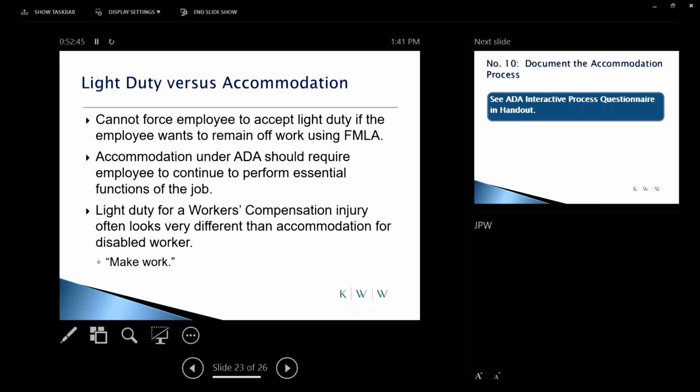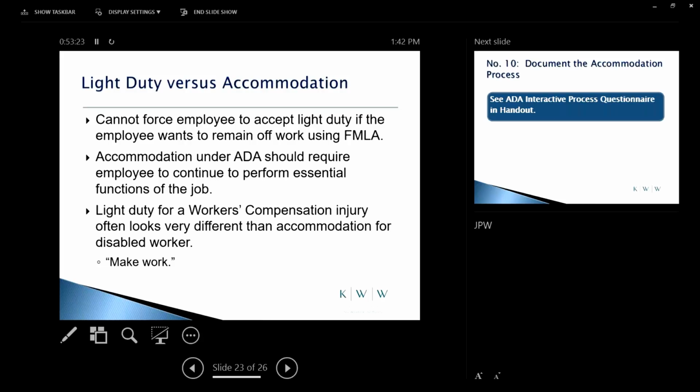I want to talk for a minute about light duty versus accommodation, because I see a difference between those two. With accommodation under the ADA, you are looking to modify an employee's job in order to enable them to perform all of the essential functions despite them having some disability. But the key there is they are still performing all the essential functions of the job. The job still looks more or less like the job they previously performed, the job that all of their peers in that classification perform.